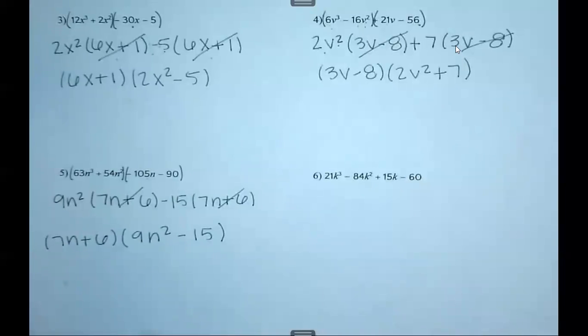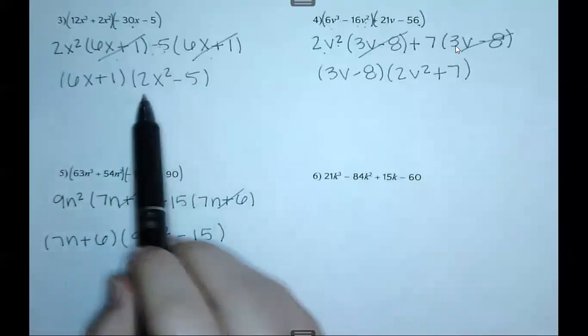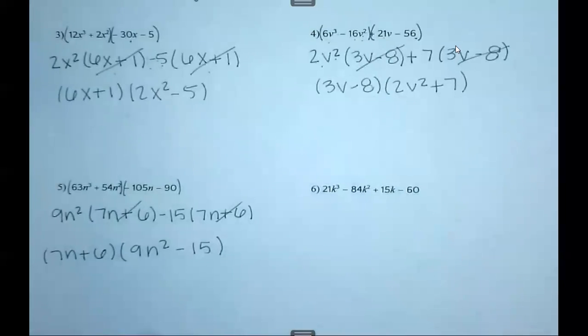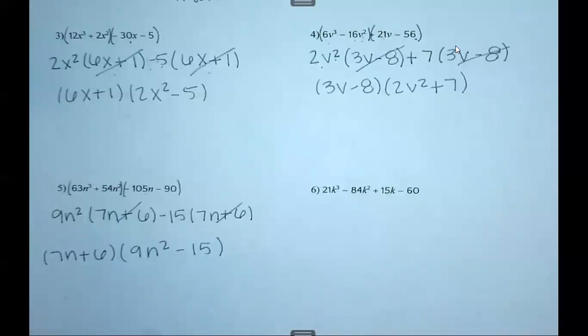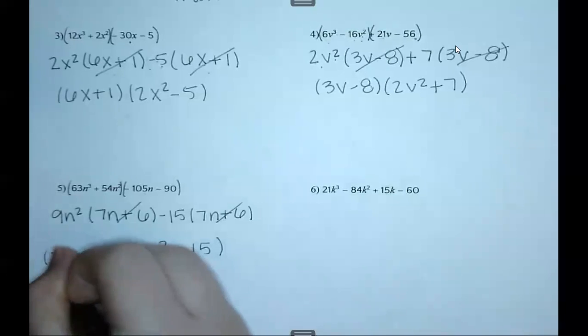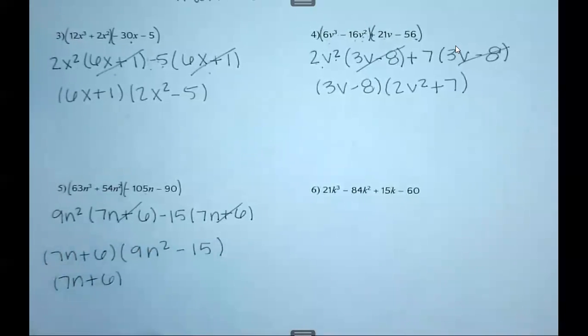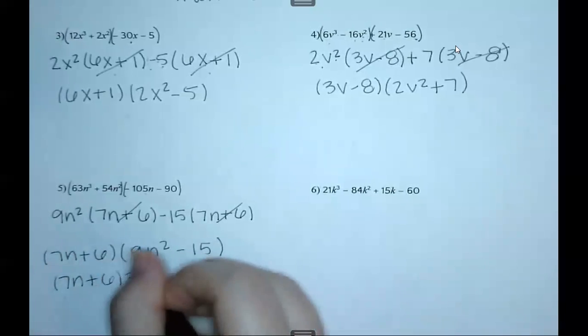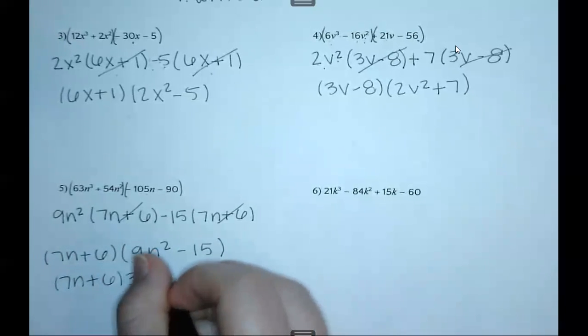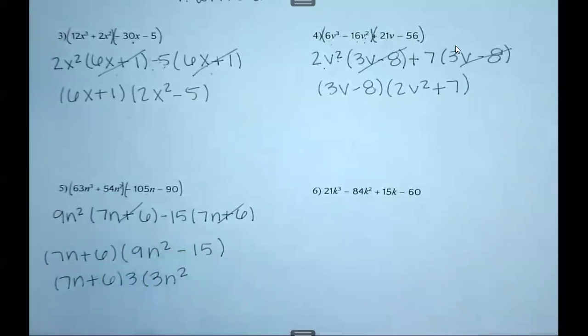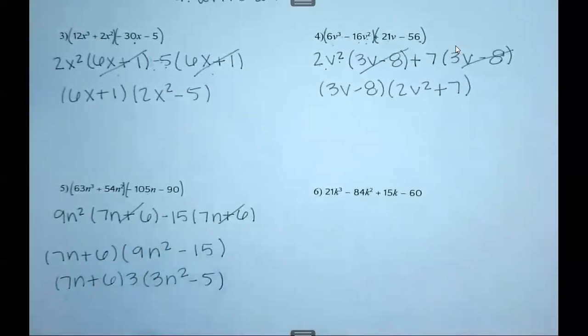So all the other times in our section here, we've had numbers like 2 and 5 or 2 and 7 that don't have anything in common. But 9 and 15 are both divisible by 3. So I'm going to keep my 7n plus 6, but now I'm going to pull a 3 out of this set. 9 divided by 3 is 3 with the n squared, and negative 15 divided by 3 is negative 5.